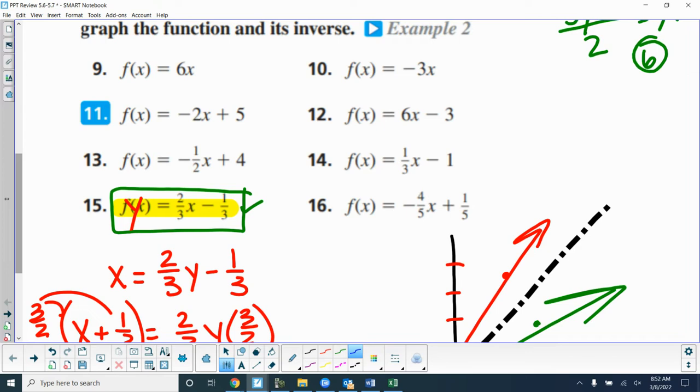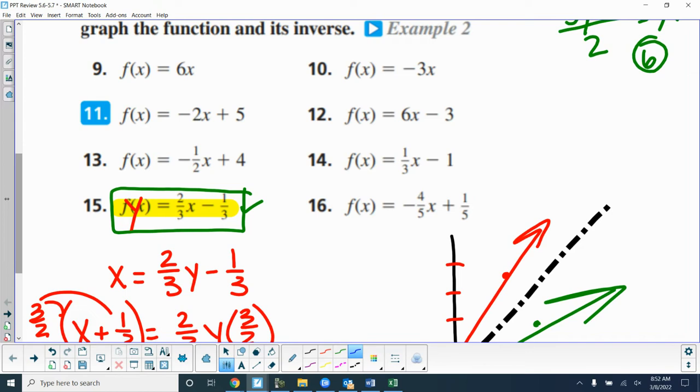Technically, yeah. Number 12 is x plus 3 over 6. Number 14 is 3x plus 3. And 16 is 5x minus 1 over negative 4. Any of those you'd like me to go over? Caleb, you want me to do any of those? No, I did pretty good on all of them. Good. Anybody? You want to briefly go over number 10?